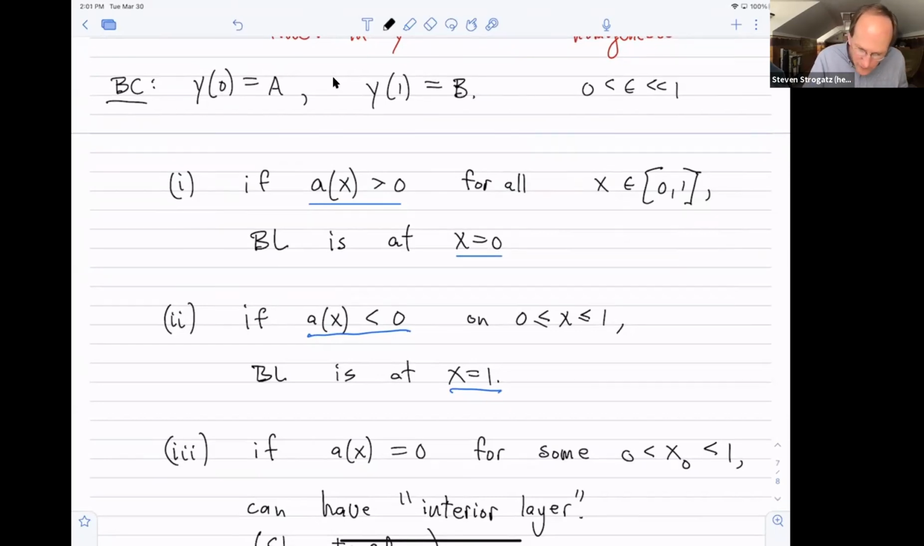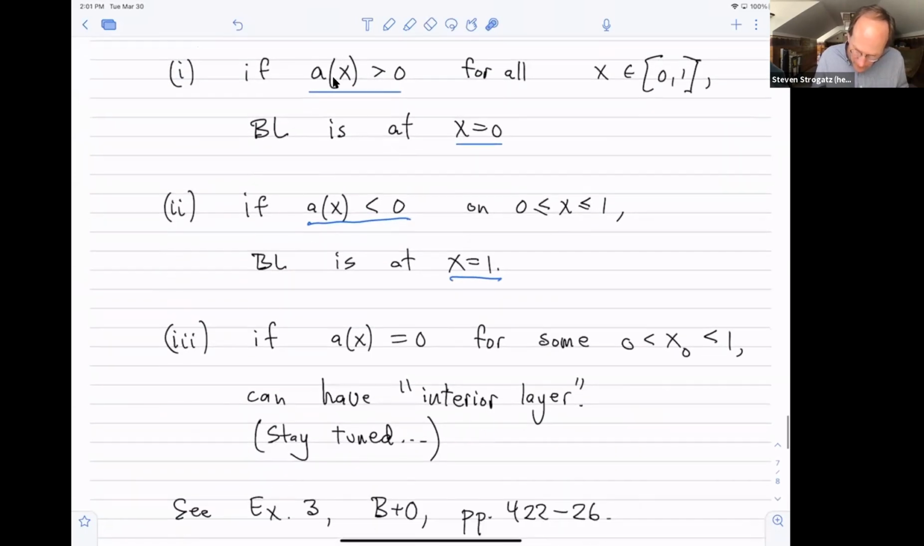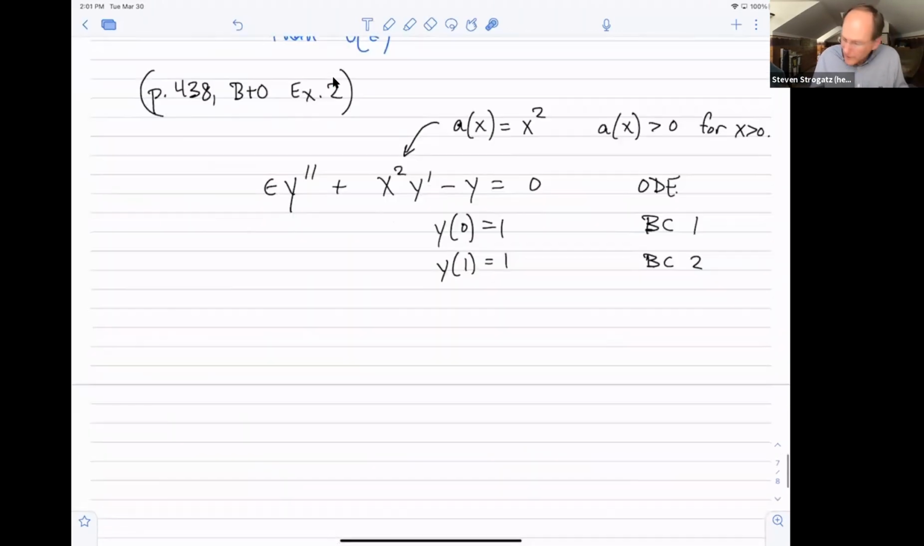I mean, this criterion of a being positive says that the boundary layer would be at 0. The fact that a is vanishing at 0 suggests maybe there's some kind of layer happening at x equals 0, but that's 0 anyway. So something's happening at 0. So I think we're on pretty safe ground to assume that this is correct, even though it's not strictly true. So let's guess that there's a layer at 0, and that will turn out to be correct.